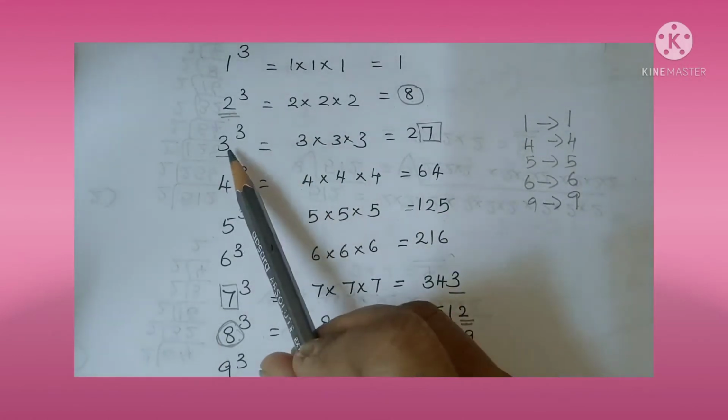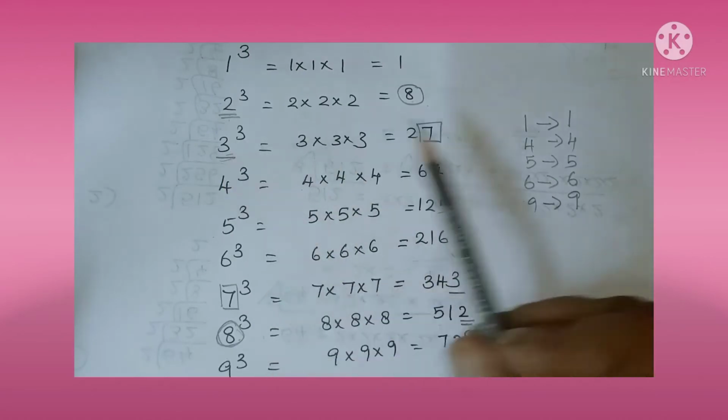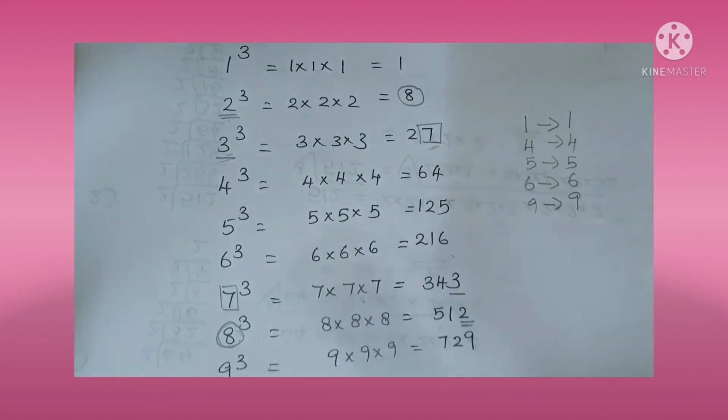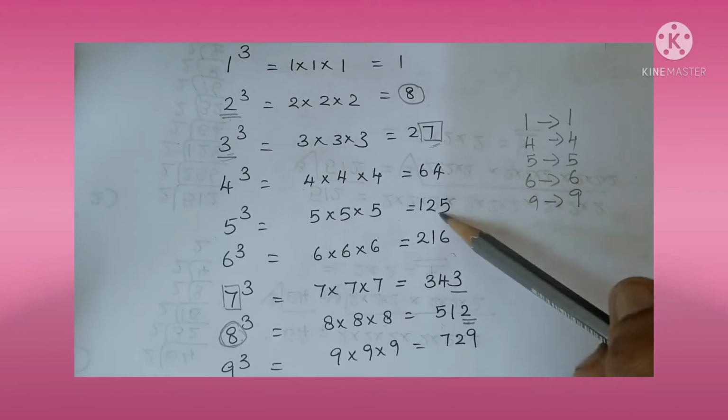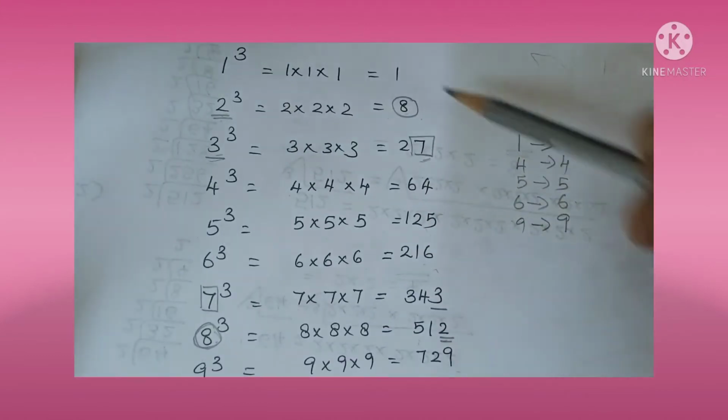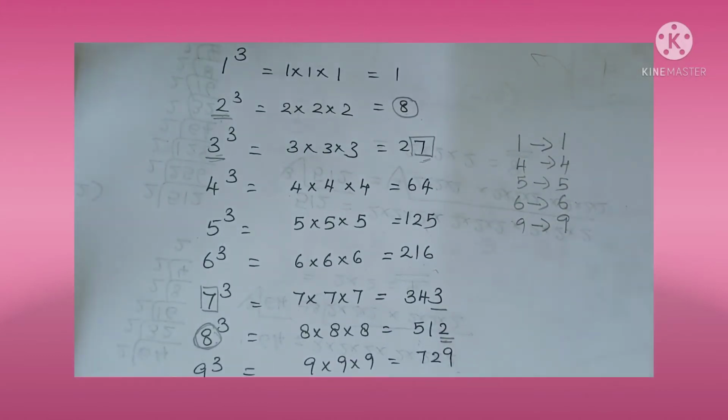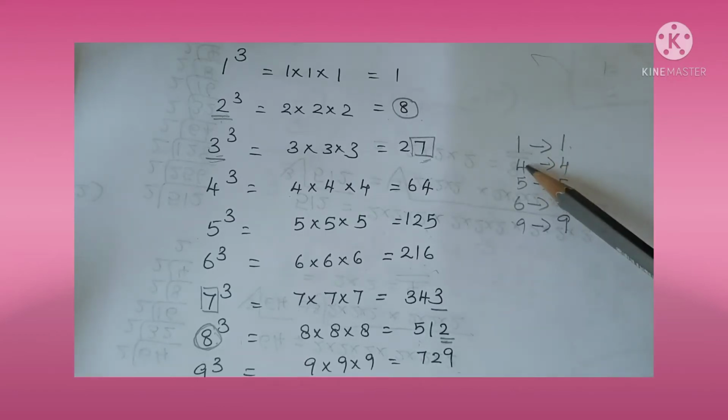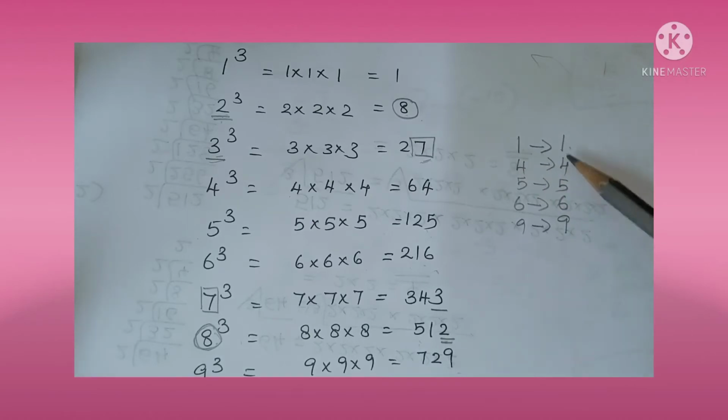And the cube of a number ending with a 3 ends with a 7. But for 4, 5, 6, 9 and 1, the same digits appear. That is why the cube of a number ending with 1 ends with 1 itself, and the cube of a number ending with 4 ends with 4.